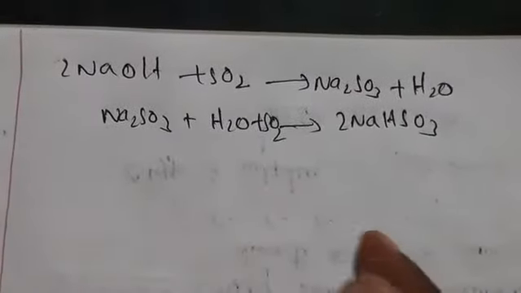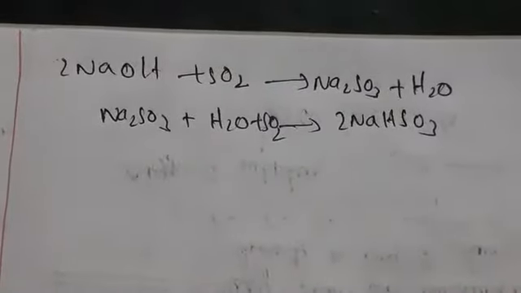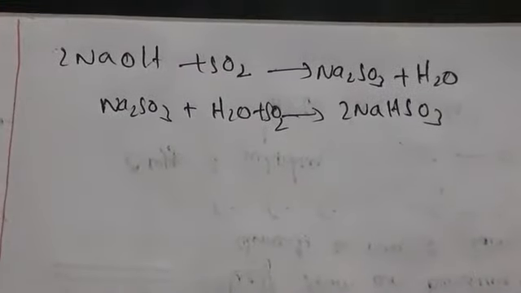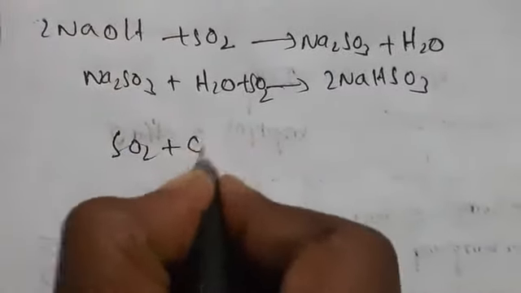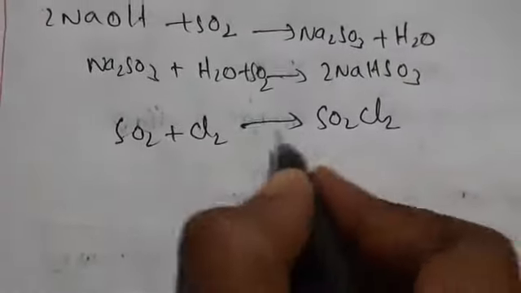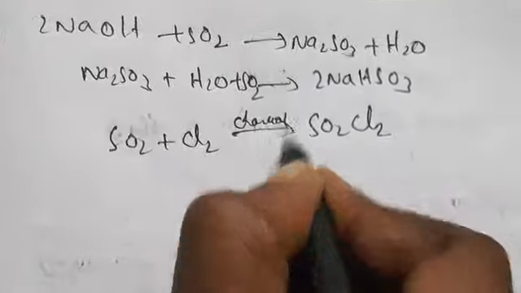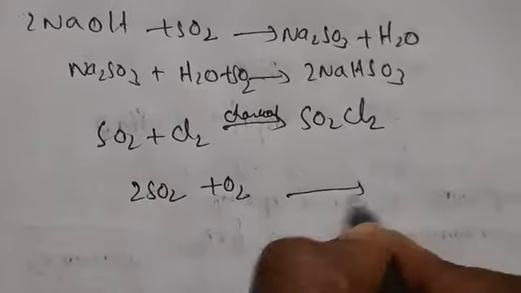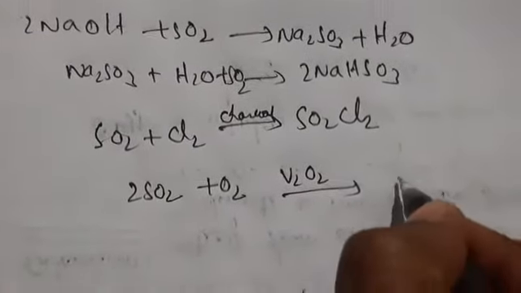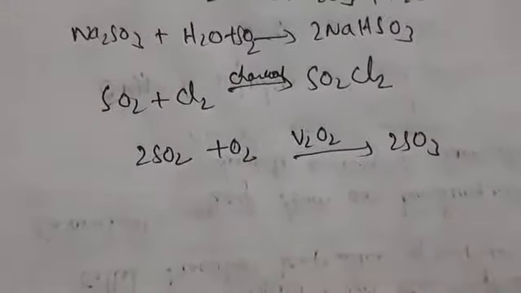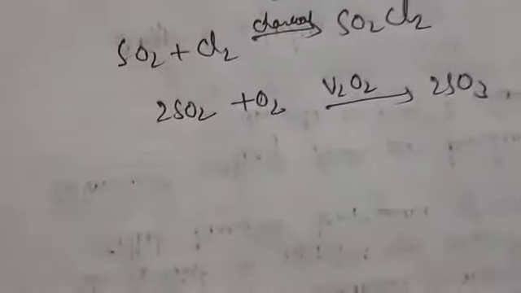When you take charcoal, which acts as a catalyst, it will give sulfuryl chloride. And it is also oxidized to sulfur trioxide in the presence of vanadium. SO2 plus Cl2 gives SO2Cl2, sulfuryl chloride, in the presence of charcoal, which is nothing but carbon powder. In a similar way, this is the contact process: in the presence of vanadium pentoxide you get sulfur trioxide. So there is an oxidation process happening here, and it also acts as a reducing agent.